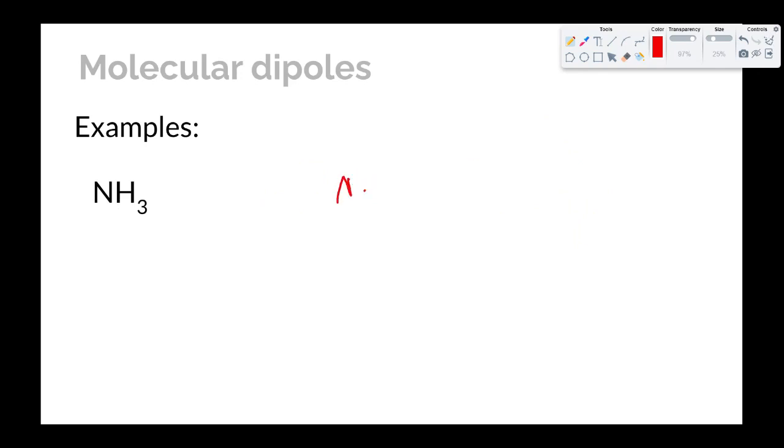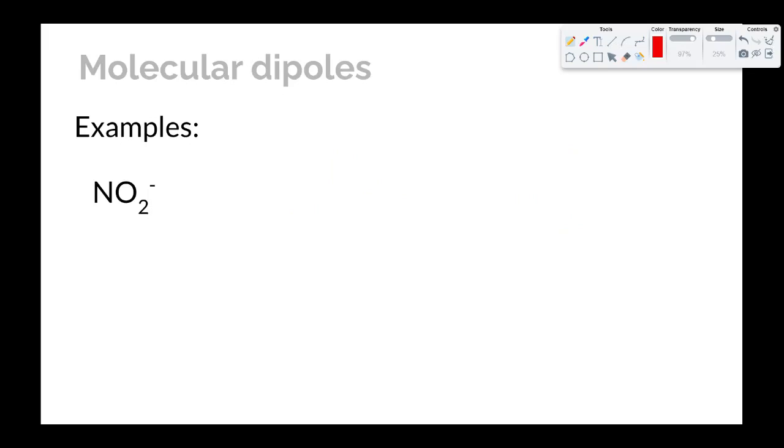NH3. When we draw this Lewis structure, this is how it ends up. Steric number 4, 1 lone pair. That means it's trigonal pyramidal. So to draw this out, something like this. Nitrogen is more electronegative than hydrogen. So these dipoles are all facing towards the nitrogen. And this is an asymmetrical molecule, so the bond dipoles do not cancel, and we end up with an overall molecular dipole towards the nitrogen end.